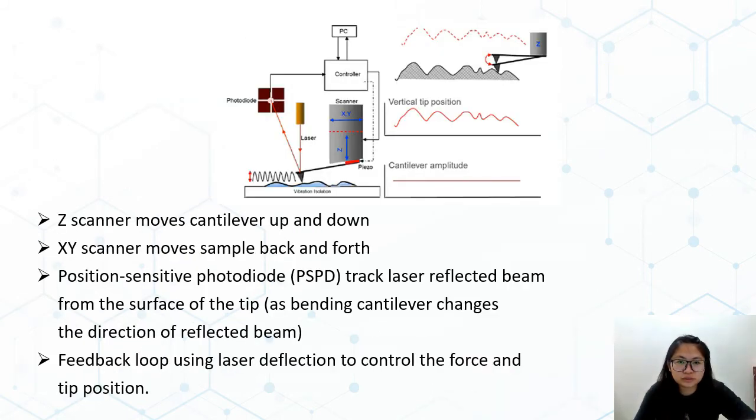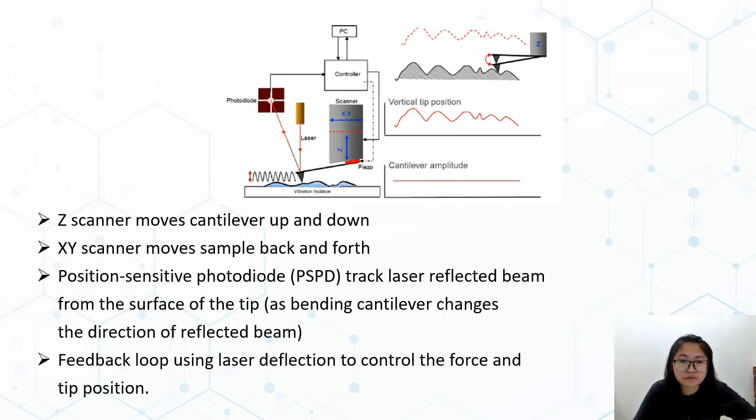This figure shows the AFM scanning the sample in constant force mode. The Z scanner will move the cantilever up and down. Hence, the Z scanner will compensate for the cantilever amplitude, and this cantilever amplitude will be kept constant. However, the XY scanner will move the sample back and forth, so the vertical tip position, which is also called the probe position, will become high and low.